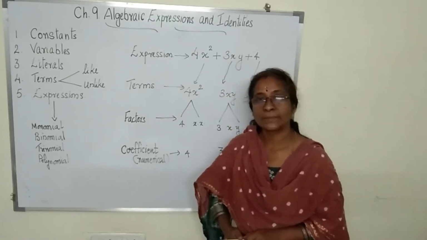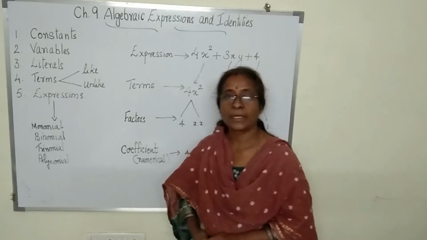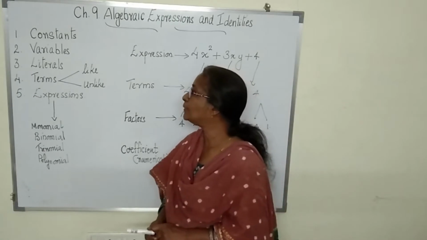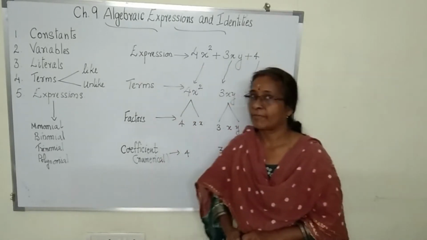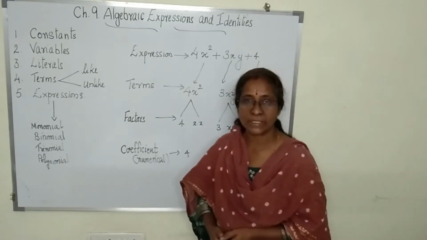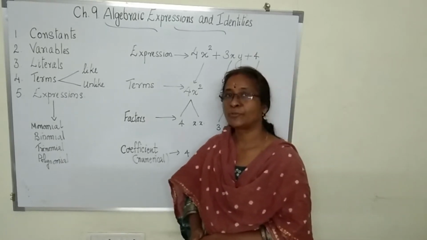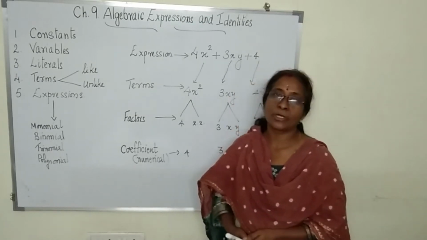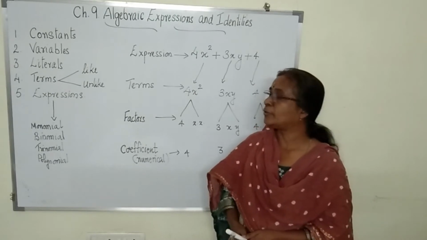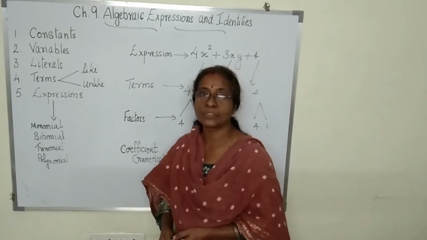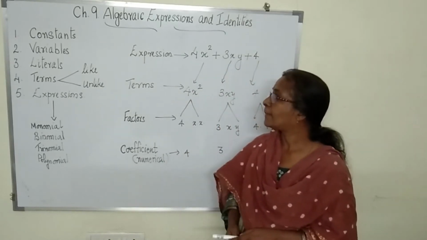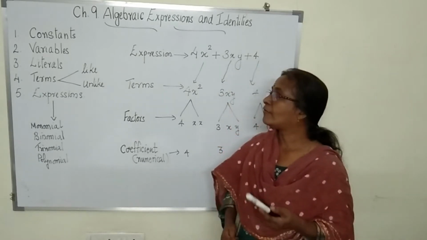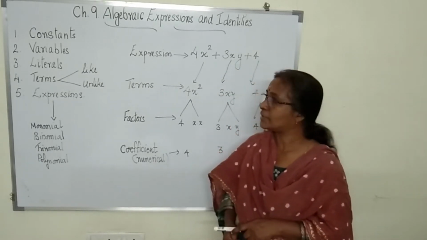So what are constants? Constants are the numerical values which have a fixed numerical value. And what are variables? Variables are the opposite of constants. That means the values or the terms, or you can say some numbers, which do not have a fixed numerical value, or the numbers which change their values are called variables. Now what are literals? Literals are the letters which are used to represent variables.